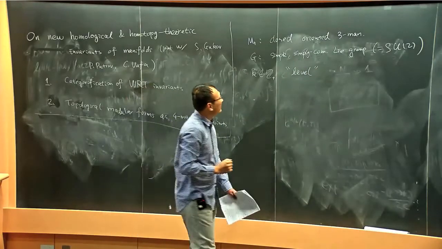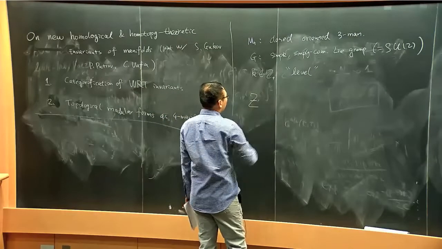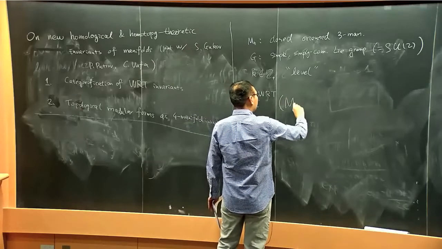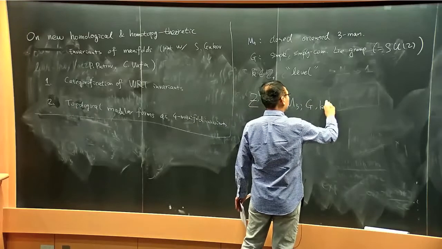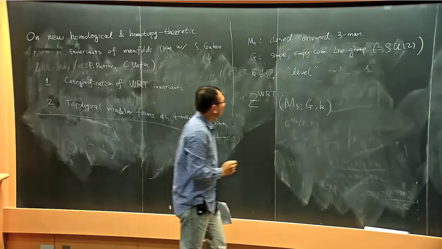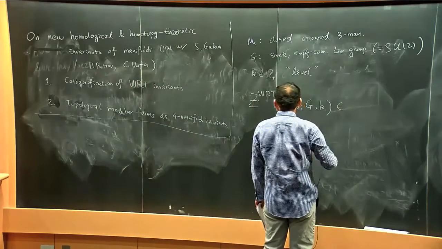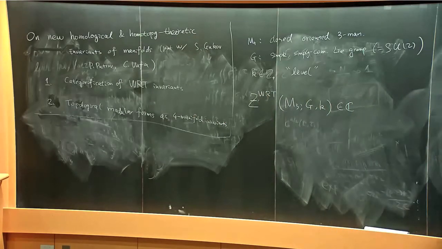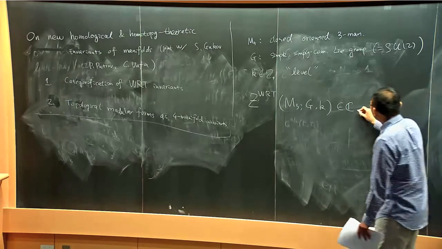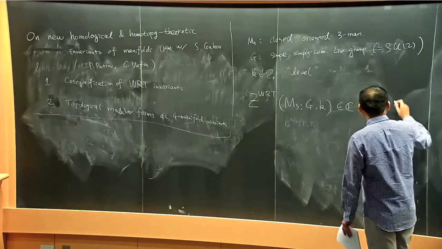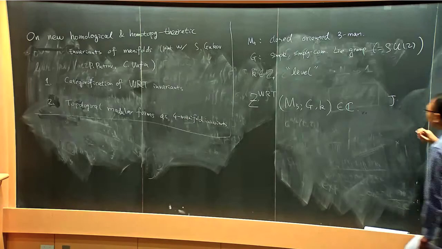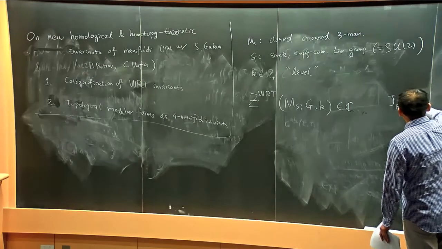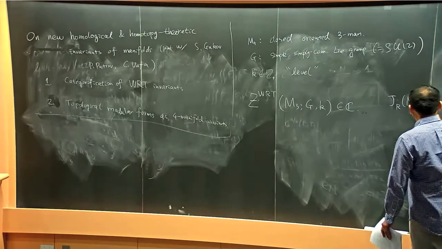Given these three data, one can define an invariant of M3, known as the Witten-Reshetikhin-Turaev invariant. It has numerous interesting properties, and for the purpose of today, we will just view this as a complex number, which depends on the choice of M3, G, and K in a very interesting way. It has a closely related cousin, the Jones polynomial, or rather its generalizations, the Kähler-Jones polynomial, which similarly depends on the choice of group G and the level.